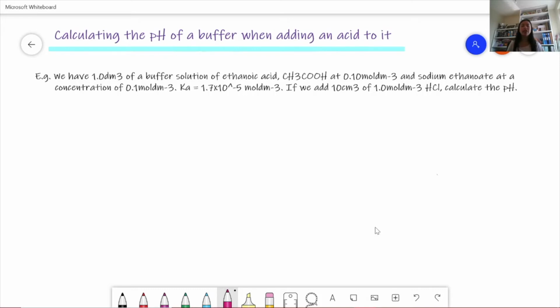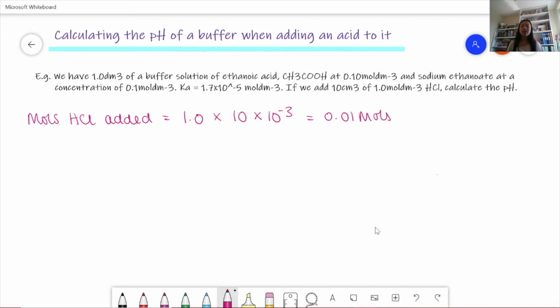So the first thing we do is work out the number of moles of the hydrochloric acid that we've added. And this will be equal to the concentration multiplied by the volume. So we've got concentration is 1.0 times by 10 centimeters cubed. So we need to convert that to decimeters cubed. So we divide it by 1,000 or times 10 to the minus 3. And that gives us 0.01 moles.